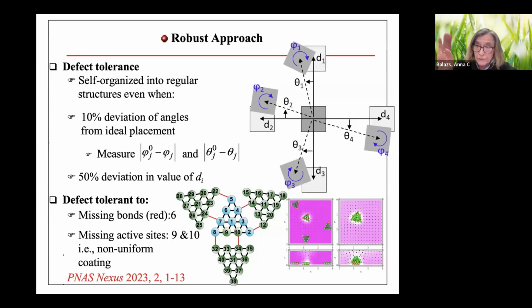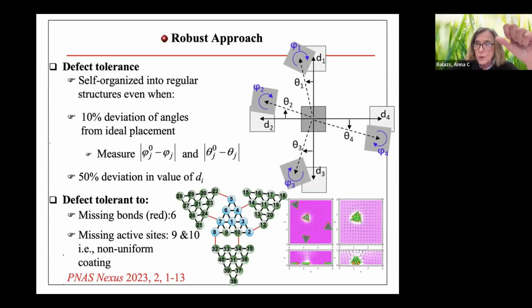So we took out half. And then we took out some of the catalyst as well. So 9 and 10 have the catalyst removed. And even with that level of non-uniformity, we find very good self-assembly. Those numbers are pushing the limit.